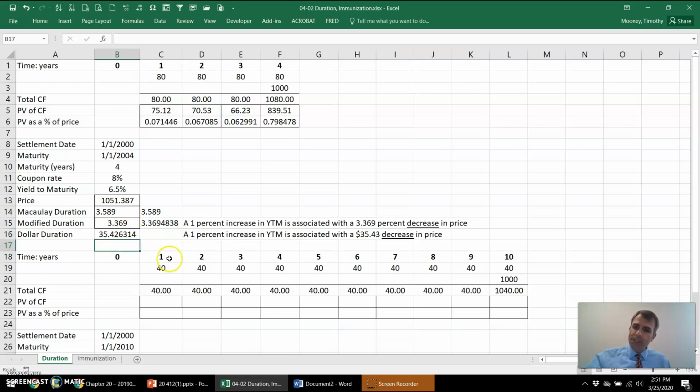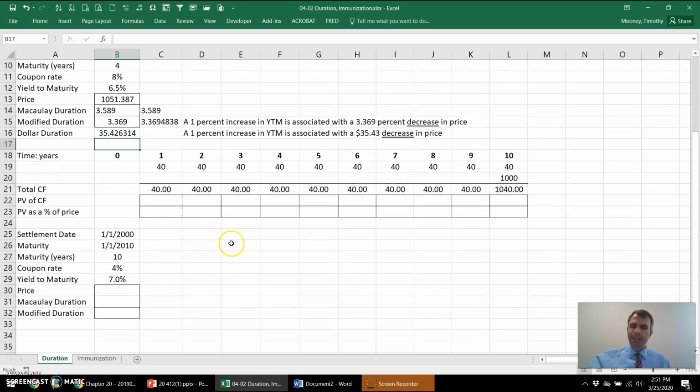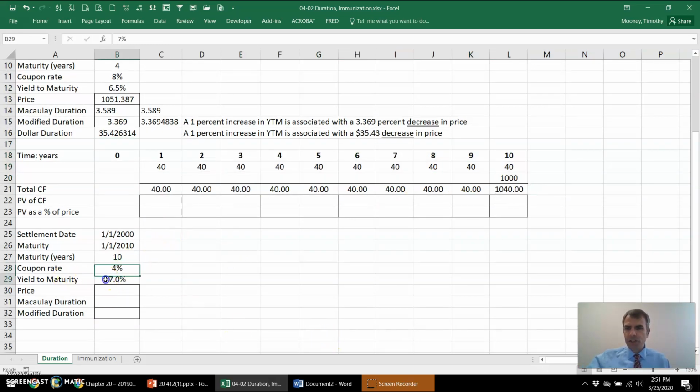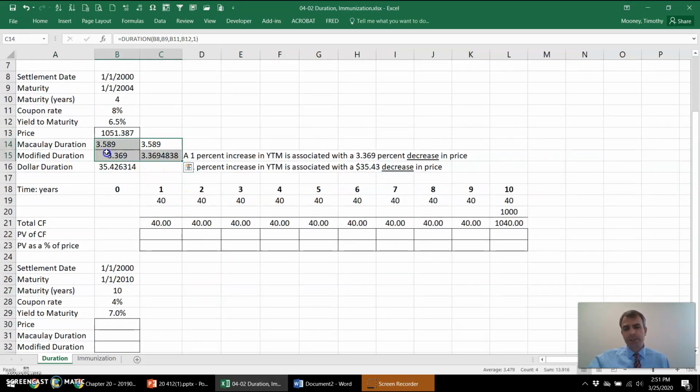So your mini exercise: we've got another bond down here, looks like a 10-year bond that has a 4% coupon rate. And then here's the yield to maturity. For the mini exercise, I want you to report the Macaulay duration and the modified duration of this bond using whatever method you prefer. Maybe the DURATION and MDURATION functions would be easiest.